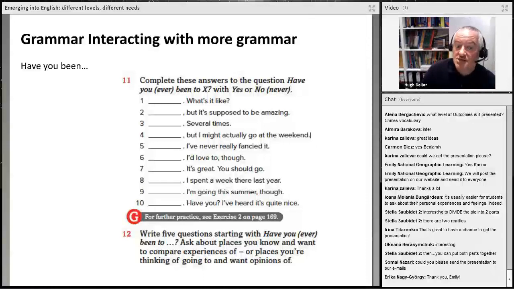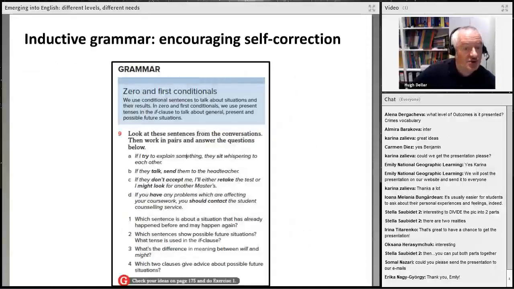No, never, but it's supposed to be amazing. No, never, but I might actually go at the weekend. No, never, I'd love to though. No, never, I've never really fancied it. Yes, I have. I spent a week there last year. No, never. I'm going this summer. No, never. Have you? I've heard it's quite nice.